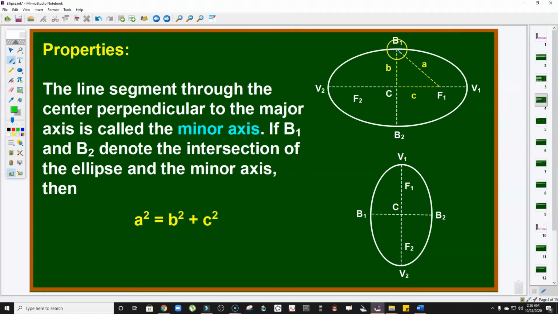a squared equals b squared plus c squared. So don't get confused with the usual Pythagorean theorem that you know, where c is the longest. Take note here, our longest is a. Imagine this is the push pin, and this is the point, or the tip of the pencil. That's the reason. So this is a. Definitely, this is longer than this, the minor axis, the semi-minor axis. So there you go.